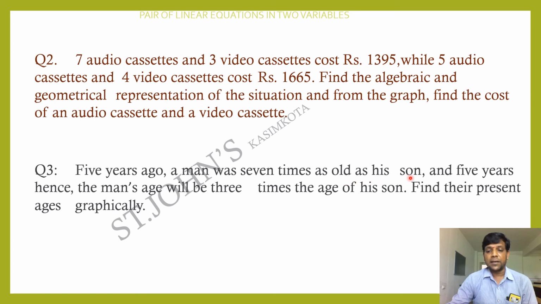Okay, and third and last question: 5 years ago a man was 7 times as old as his son, and 5 years hence the man's age will be 3 times the age of his son. Find their present ages graphically. Okay, these two are graph questions, except the first question. In the next section we will discuss graphical solutions, or graph sums. Okay, thank you.